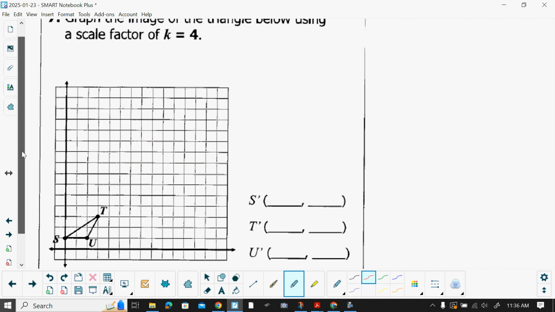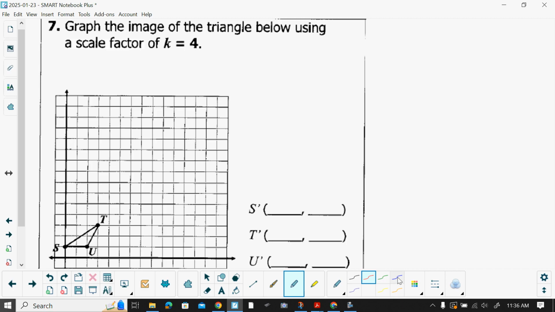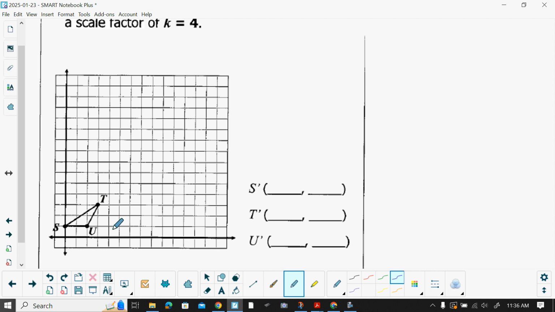Number 7 is the next one you need to do. Number 7 says graph the image using this scale factor. We don't know what the points are, so I'm just going to identify what they are just by this. So this is 0, 1. T is, let's see, 1, 2, 3, so 3, 3. And then U would be 2, 1.